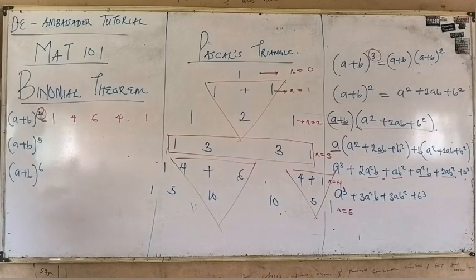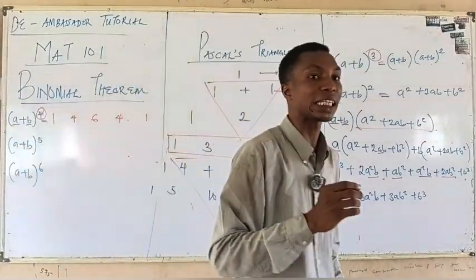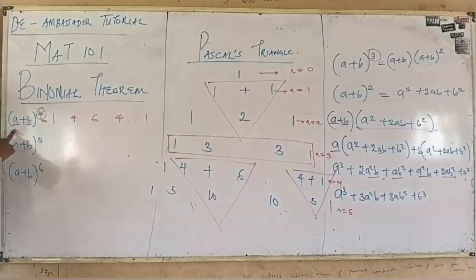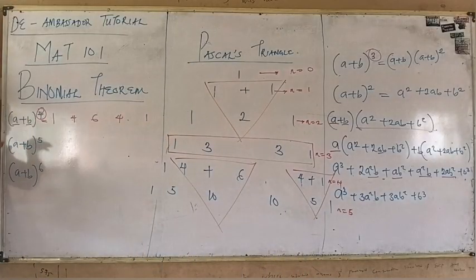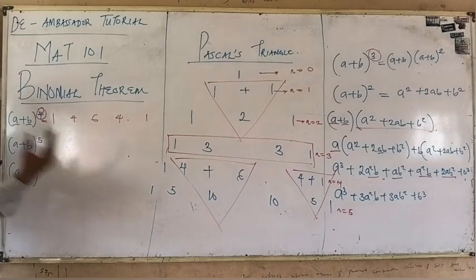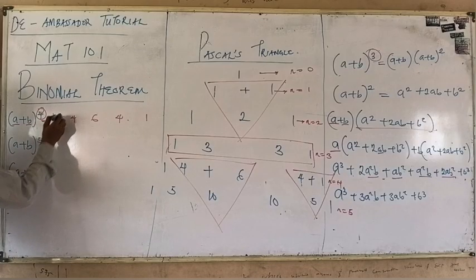The next thing to do is to get our variables. What are the variables? These are the terms, A and B. In getting the variables, the first term will start with the power, then decrease. The other term will start from the bottom, then increase. What do I mean? Here will be A in the power of 4, while B here will be B in the power of 0.